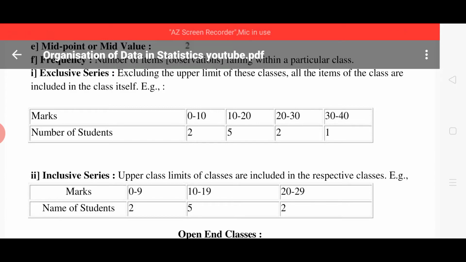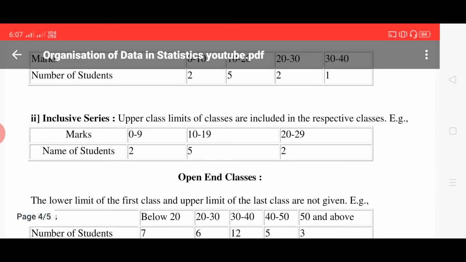So what's the basic difference between exclusive and inclusive series? Please, friends, watch carefully. In exclusive series, we don't take the upper limit of the class. Suppose 0 to 10, 10 is not included. 10 to 20, 20 is not included. 20 will be included in the next class, like 20 to 30. In inclusive series, we include both 0 and 9, upper and lower. Naturally, the lower limit is included in every class. So in inclusive series, we include the upper limit.